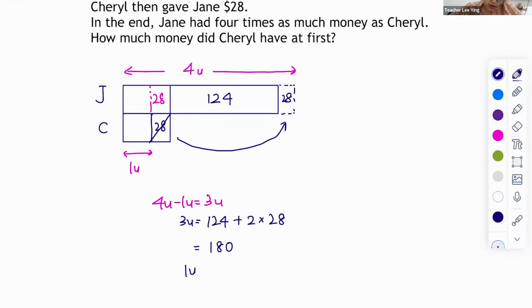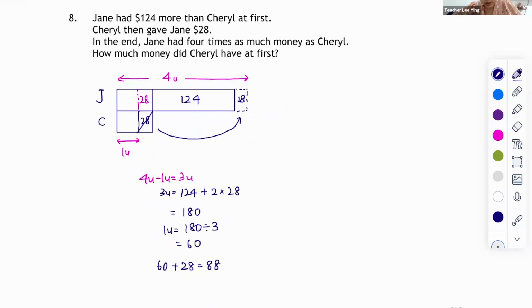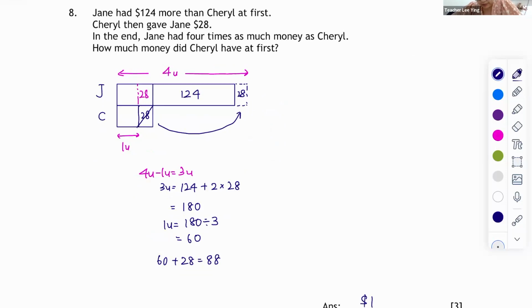We can then find out what is 1 unit. And how much money did Cheryl have at first? So Cheryl didn't have 60 because this is after she gave 28. Add that back and that's your answer, $88.